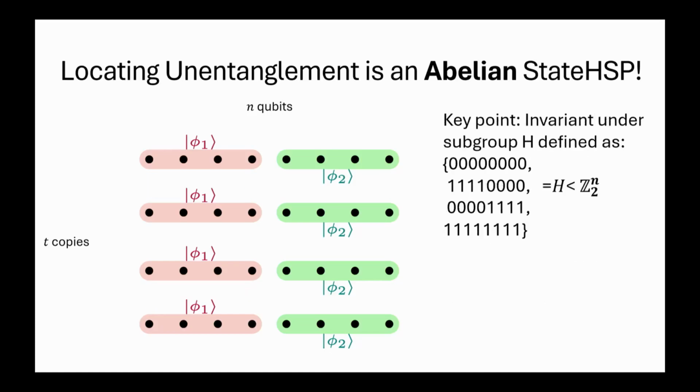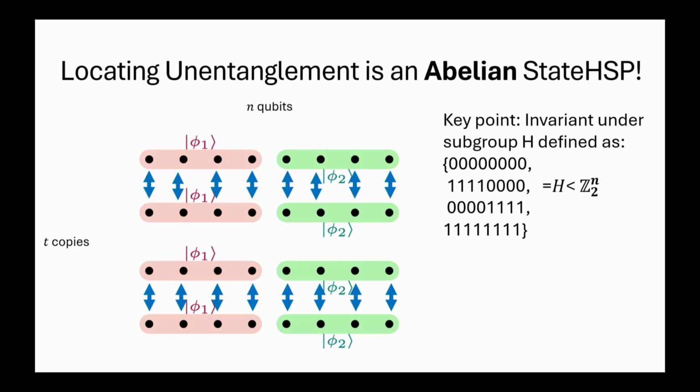And the key point is actually our input state is invariant under a really simple subgroup of these bit strings, namely the subgroup which is, well, if you don't perturb anything, of course you preserve the state. But if you swap only the left-hand side qubits, that preserves the input state. And if you swap only the right-hand side qubits, it preserves the state. And if you swap all of them, you also preserve the state.